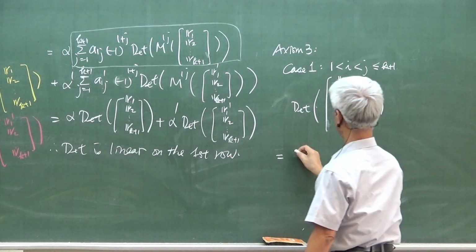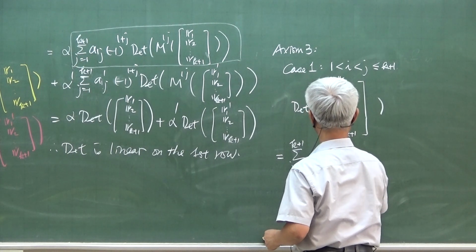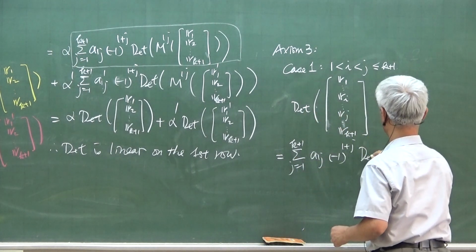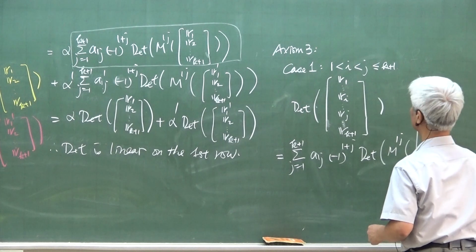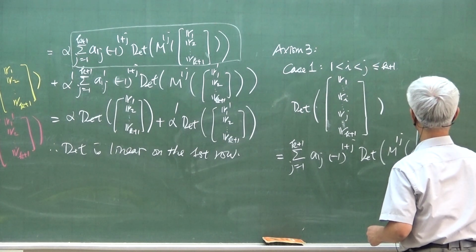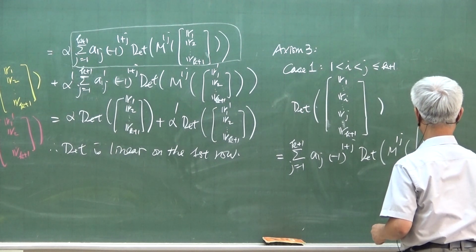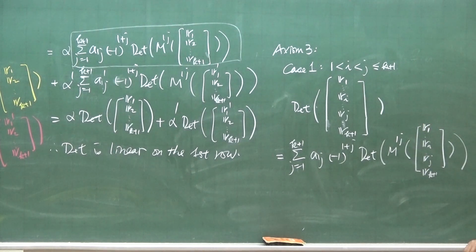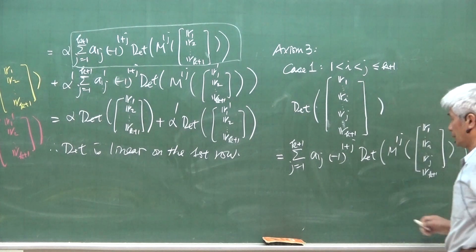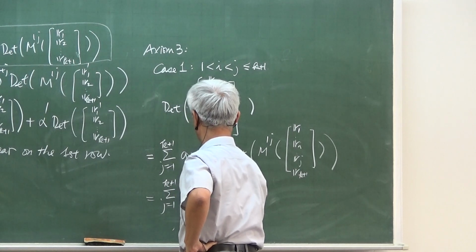Okay, so that summation j from 1 to k plus 1, a1j, minus 1 to the power 1 plus j, determinant of M1j, i, j, k plus 1. Now, so this is equal to a1j.